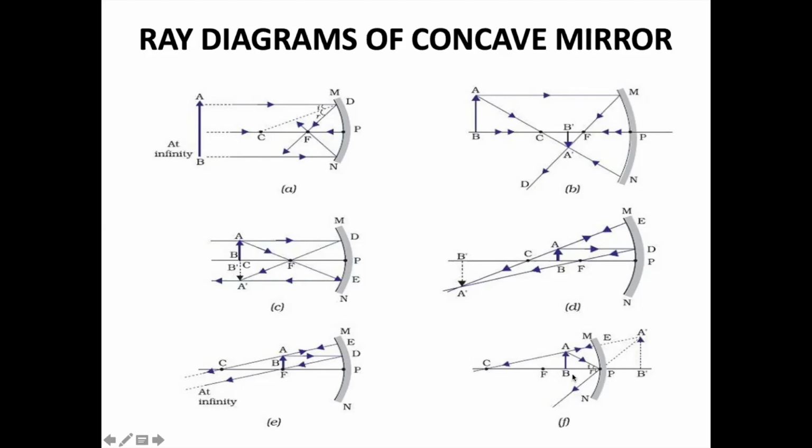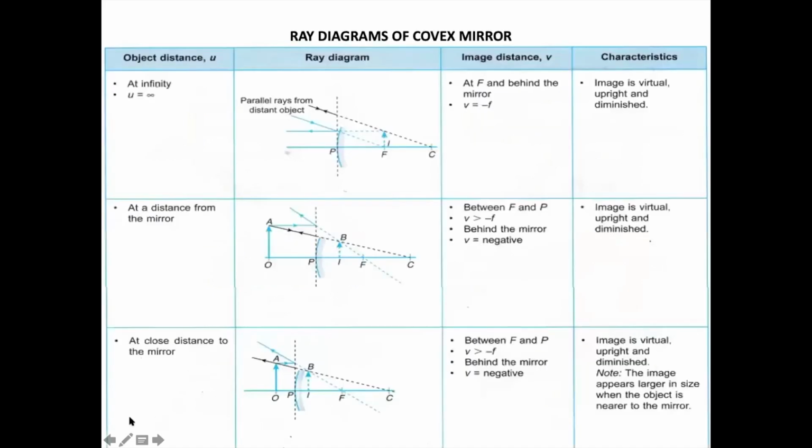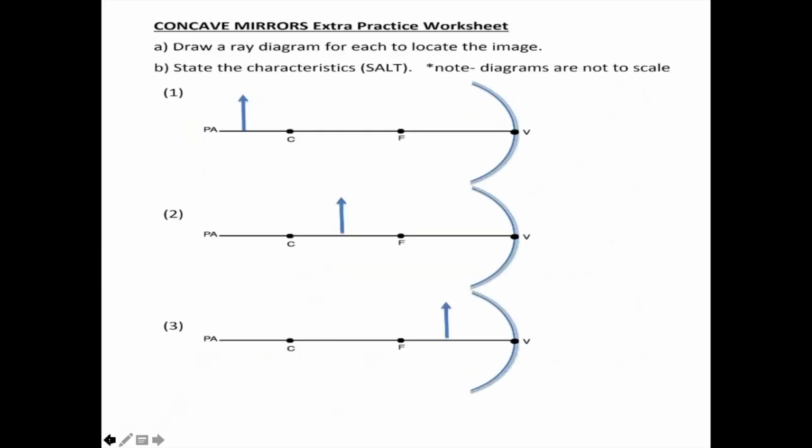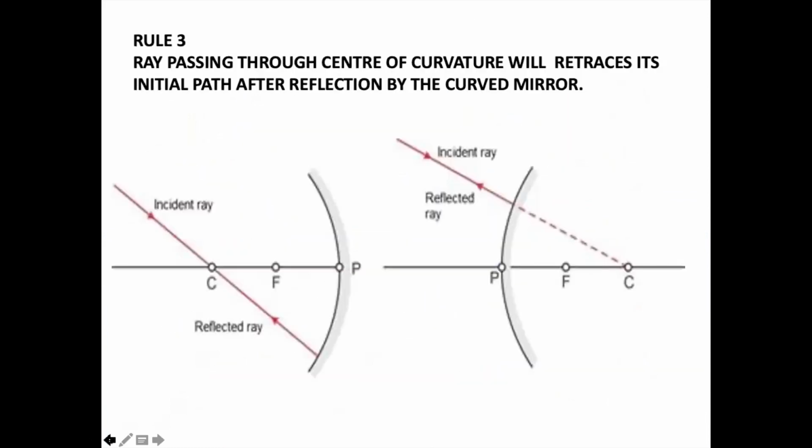So you should know where the object is placed. Let the object be AB. It is within the focus. So one of the rays will go straight. What happens? It will pass through the center of curvature. They have used the double-sided arrow, one is going and one is coming back. You have to use rule number 3. Rule number 3 is which one? I'll show you. This ray of light is going, it is coming back.